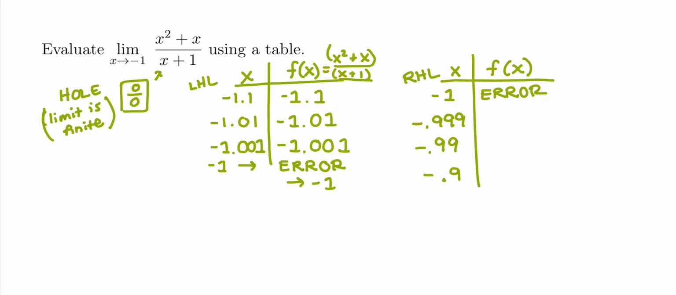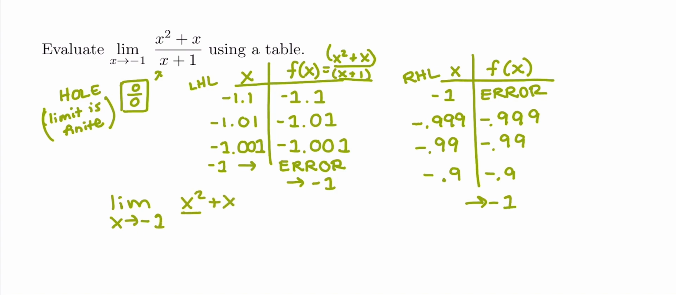So when you plug in -0.9, the y value is -0.9. When you plug in -0.99, you also get -0.99. All of these y values look like they're coming out to be the same as the x value. So as we get close to -1, but from the other side, the y value still looks like it's getting close to -1. So this limit, as x approaches -1, of x squared plus x over x plus 1.